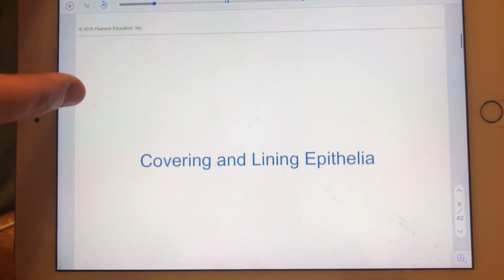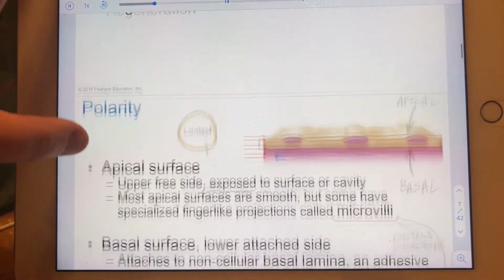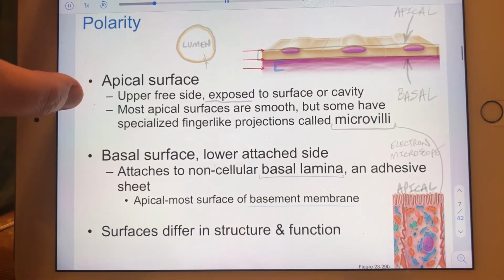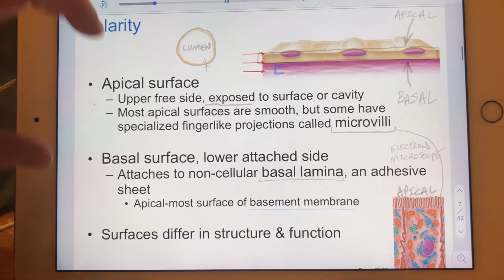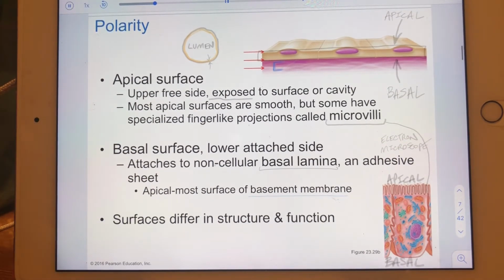I'm looking at what I want to say is slide 6. I'm actually going to skip slide 7 for now. We're going to use it as an overview or a review at the end instead of at the beginning. And now I'm on slide 8, which talks about polarity.